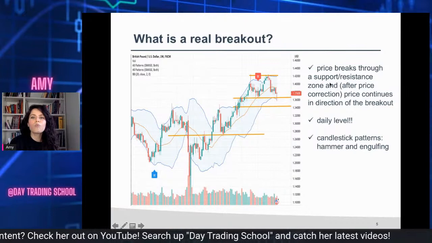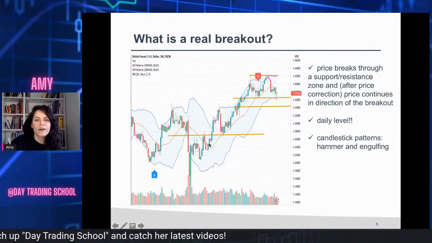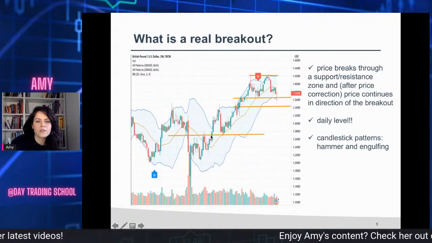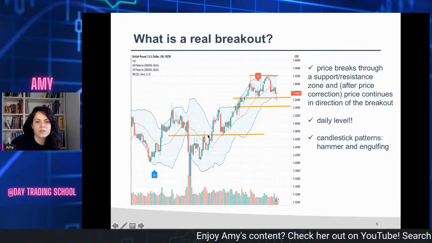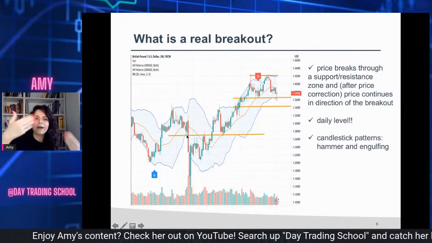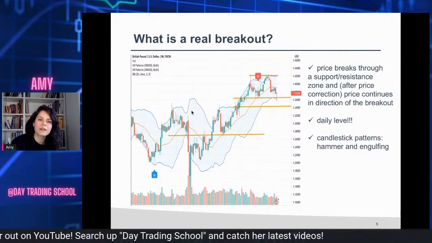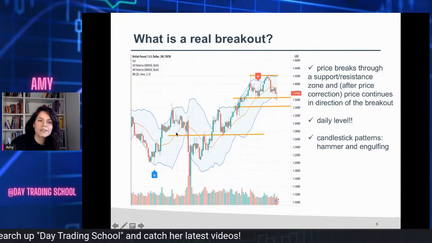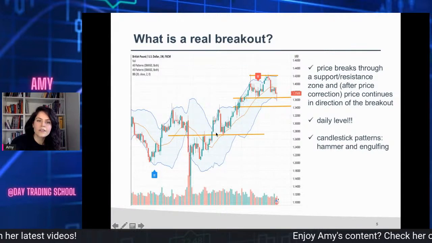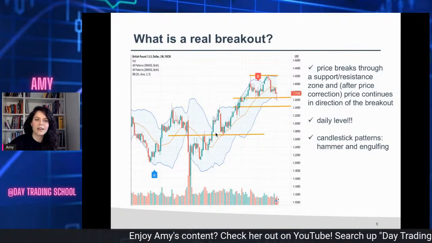Now, what is a real breakout? A real breakout is when price breaks through a certain zone, like a well-respected resistance zone. Once again, there are a couple of aspects to identify what a well-respected zone is. A well-respected zone could be, for example, a previous support zone that then turned into a resistance zone. That would be a well-respected support or resistance zone. You understand? That's one thing.